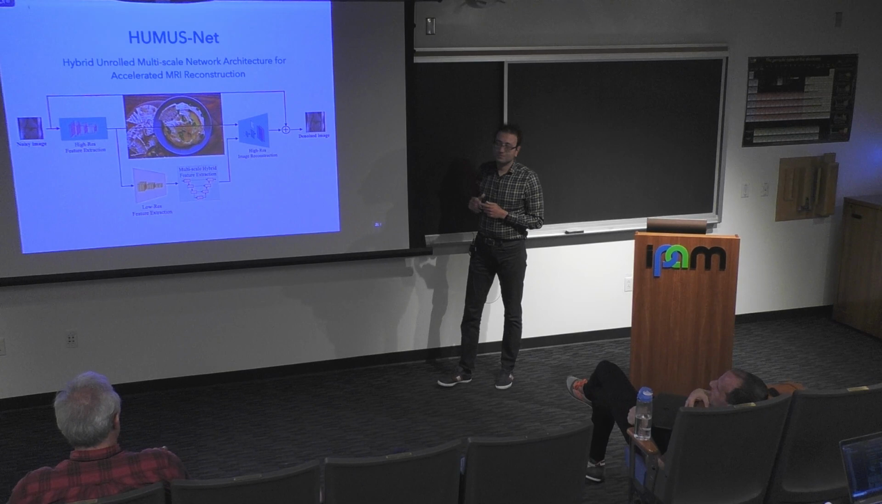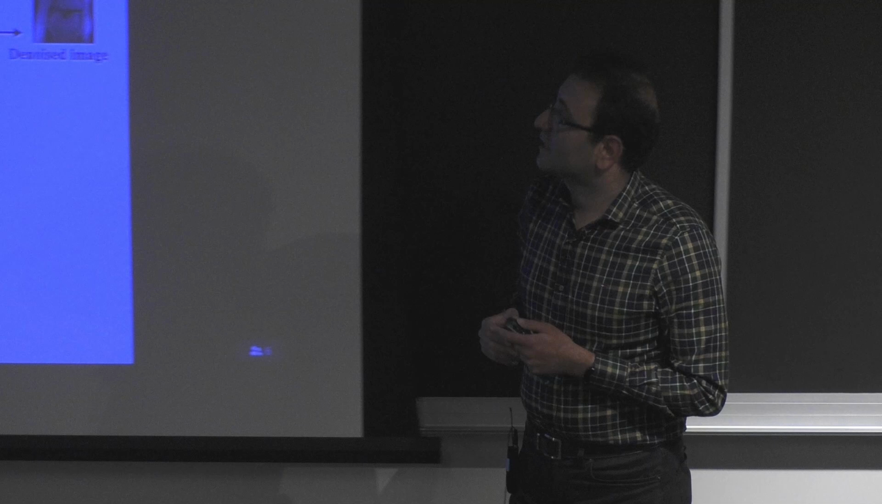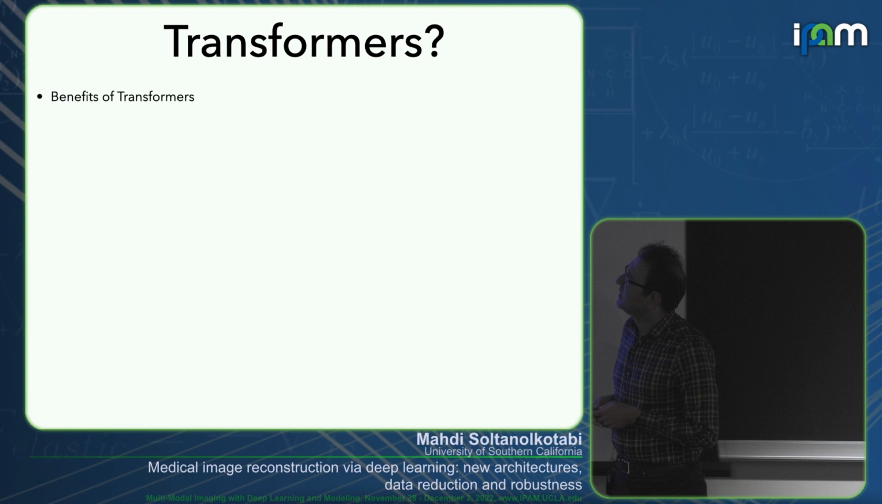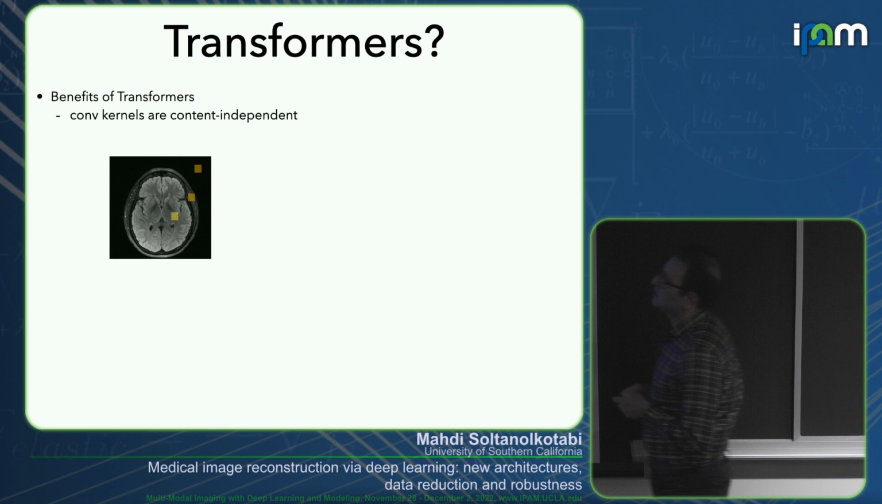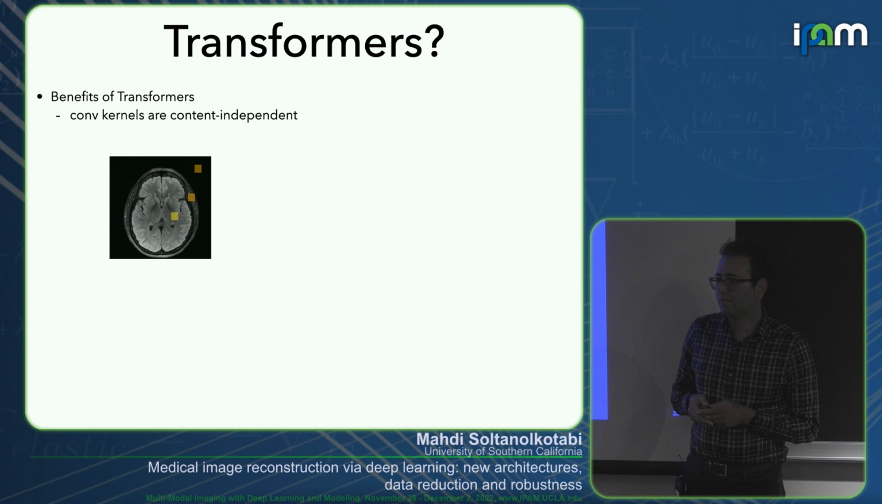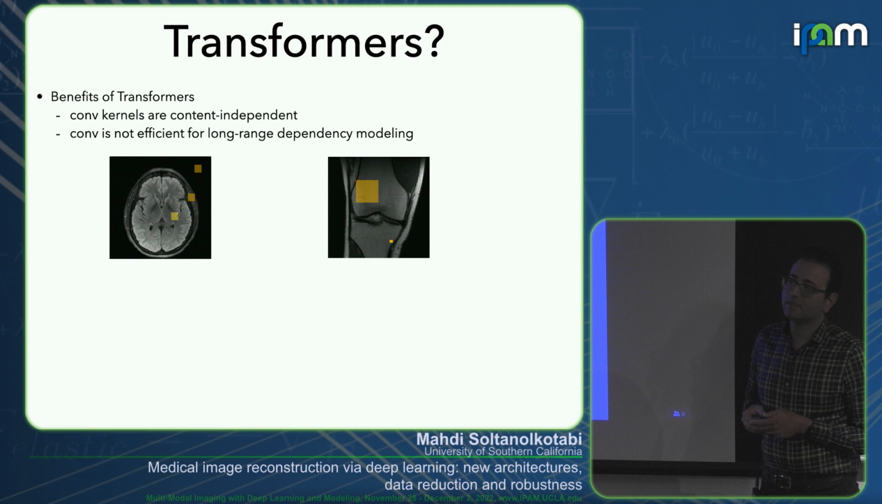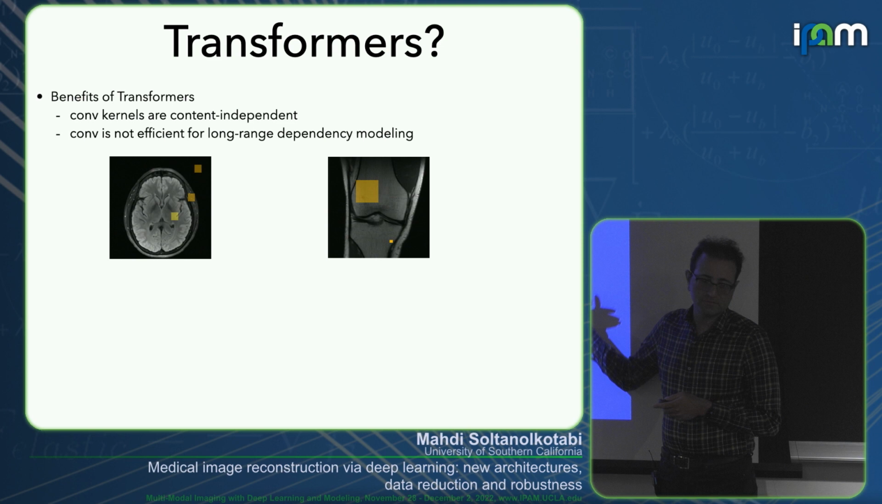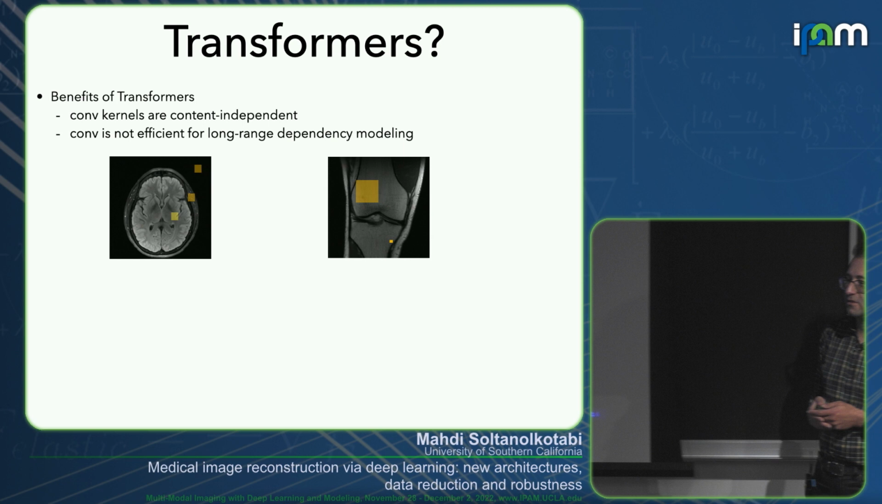But anyway, so we thought, okay, can we make transformers work in this context? And what we ended up with is this HUMUS-Net. I'll tell you a little bit about this. So what are the potential benefits of transformers in this context? One is that the convolutional kernels are content independent, so you can see why that could be beneficial. And then they're also supposedly good at modeling long-range dependencies. So if you have a piece of bone structure on one side and another piece of tissue of the same kind on the other side, potentially they can capture this a little bit better than convolutional networks.